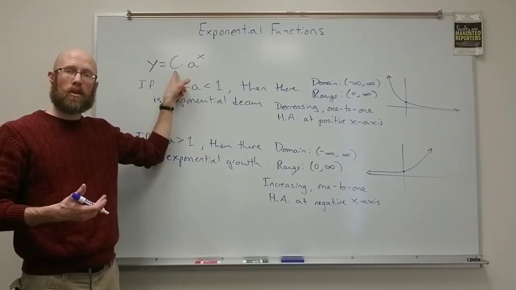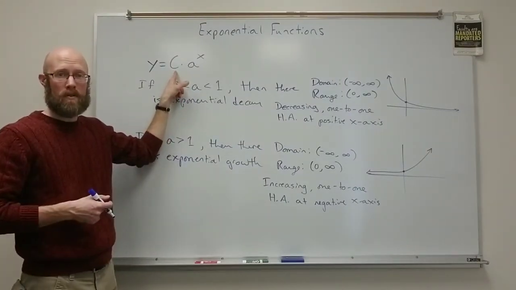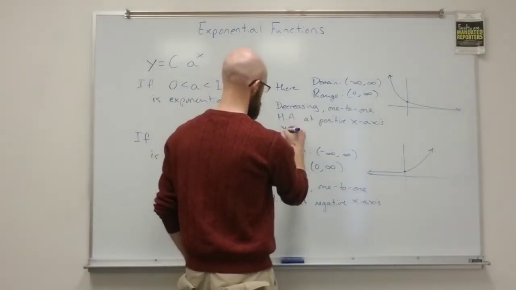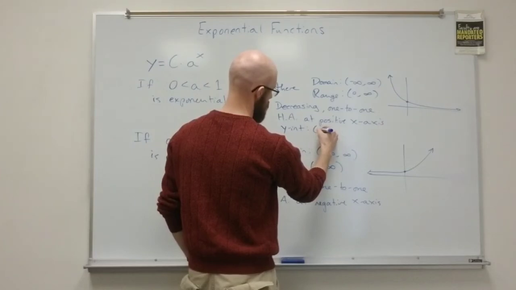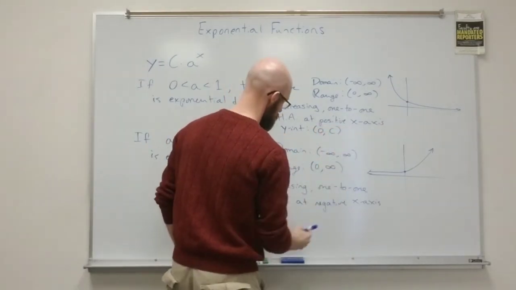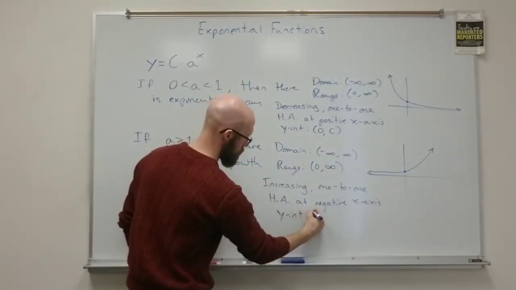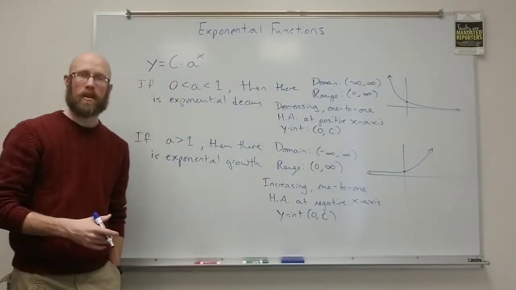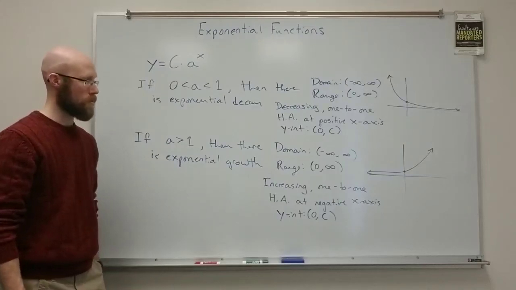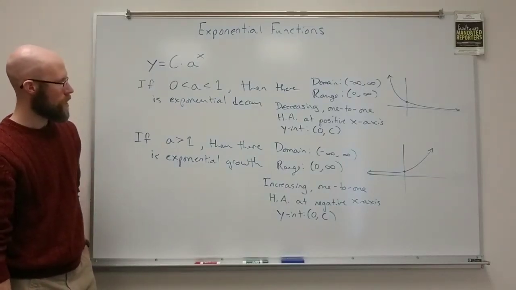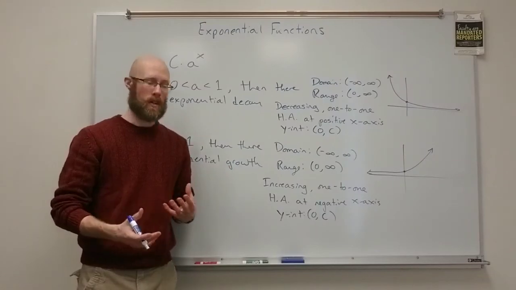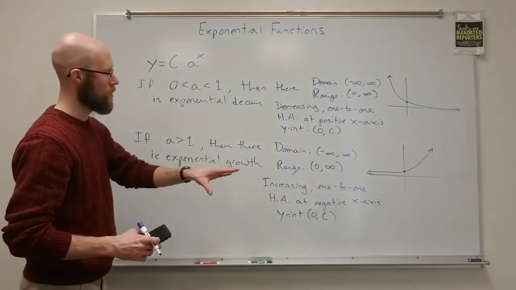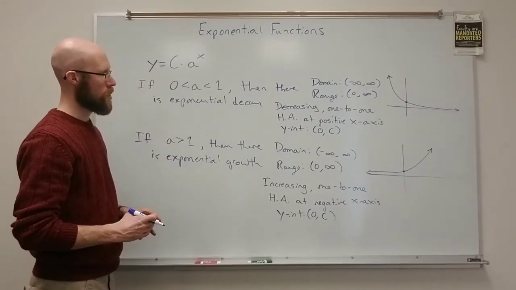Okay. Also, in both cases, the y-intercept is going to be the c value. It's what you get when you plug in an x value of 0. Okay, so in both cases, the y-intercept is at 0, comma c, and here also the y-intercept is at 0, comma c. All right, so that c value is always the y-intercept. Okay, so it gives you kind of a breakdown of all the different main features of the graph and the properties of the function.